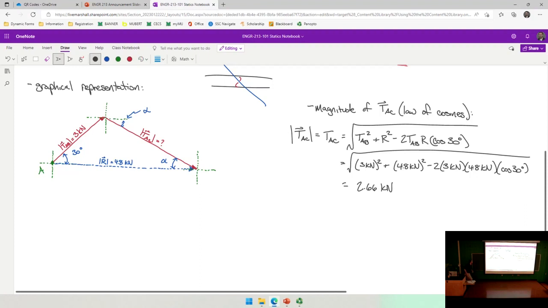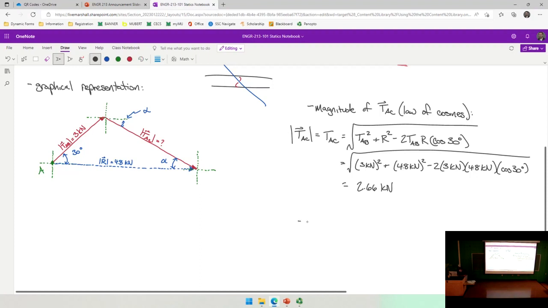Now the only thing left to do is solve for alpha. So let's see. Here's alpha. I know a pair of opposites, right? Because I know this angle and the length of this side. Why don't I just use the law of sines?